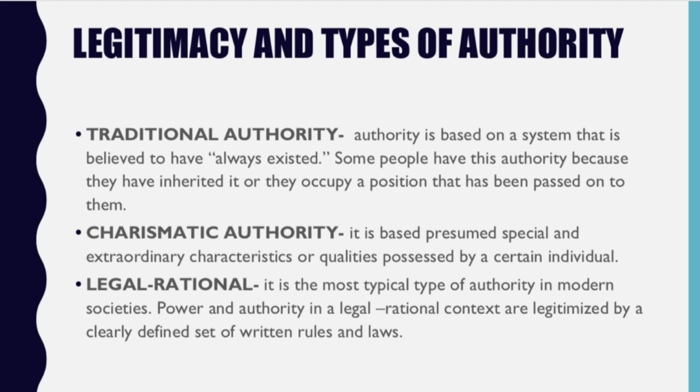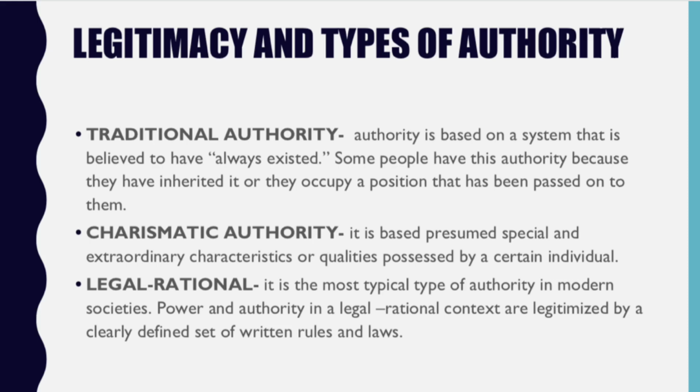So according to him, there must be an explanation or justification why certain people rise to positions of authority or superiority and why they are obeyed. So let's start with the traditional authority. Some people have this type of authority because they inherited it or they occupy a position that has been passed on to them. So this is based on a system that is believed to have always existed.